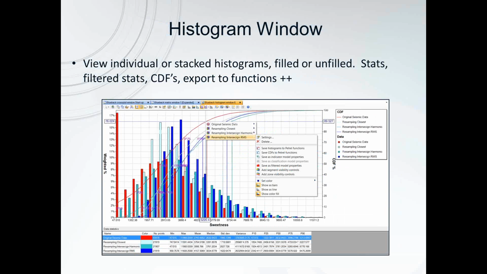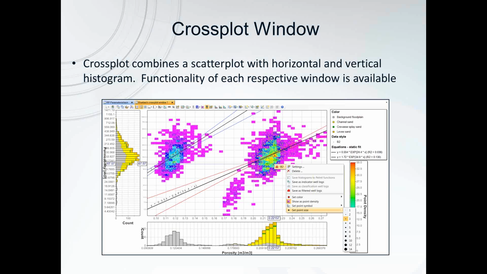The new histogram window. This is a much richer histogram window than you get in Patrol. It allows you to display your data as individual or stacked bars. Various filtering options, statistics are available, cumulative distribution functions, lots of export options, etc. The crossplot combines the scatter plot and the histogram we've seen previously. So there are 3 viewports: the scatter plot and then on the X and Y axis we also have a histogram.